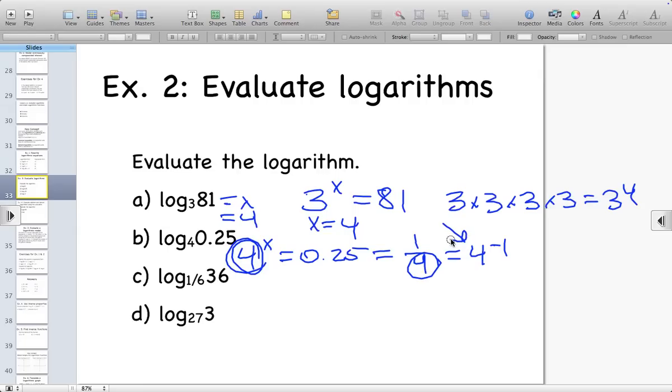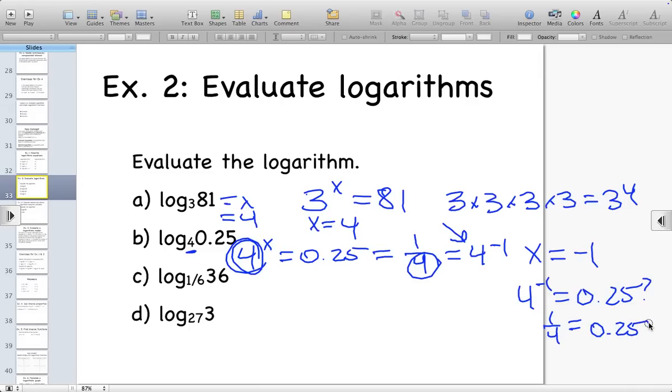Well, now that my base matches what it's supposed to, matches that 4, I know that x is equal to negative 1. And again, you can always check your solutions. Does 4 to the negative 1 equal 25 hundredths? All right, well, negative 1 means 1 over 4, and of course, 1/4 is equal to 25 hundredths. So yes, it does work out.